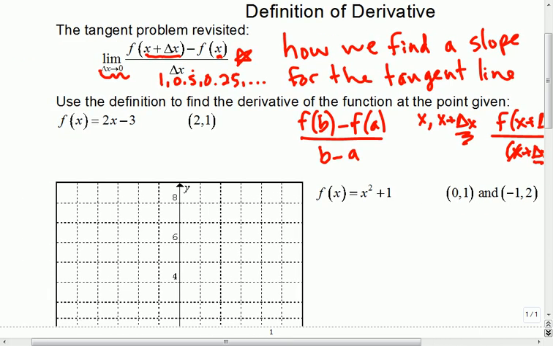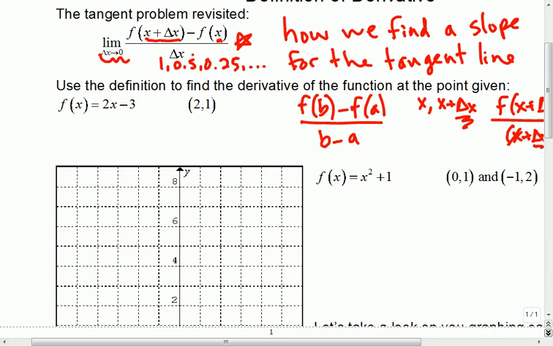So let's try and use this, see if we can figure something out. Okay, so using the definition of derivative, we would like to find the derivative at the point (2, 1) for 2x minus 3. Okay. I'm going to have to erase some of this here just to give us a bit of space. But here's what we're going to do then, we're going to use the limit process. So we're going to put in these values here.